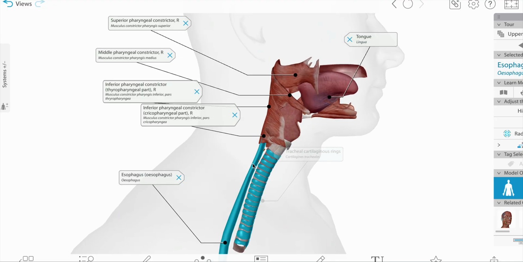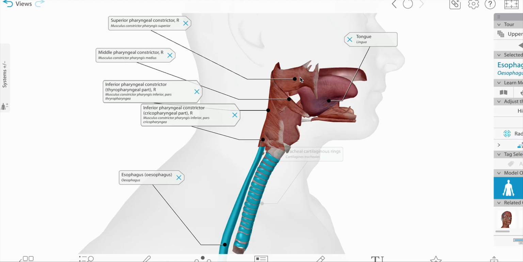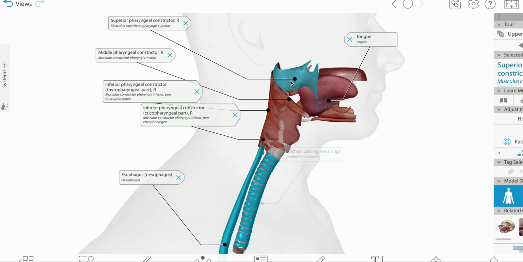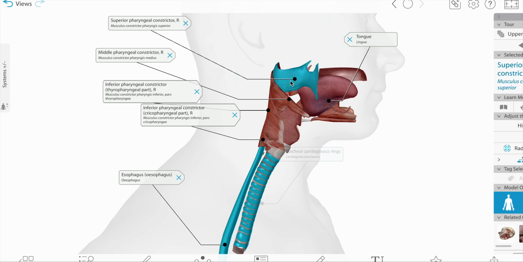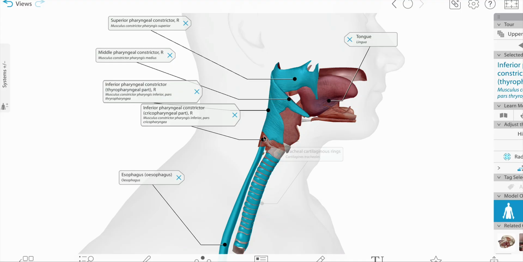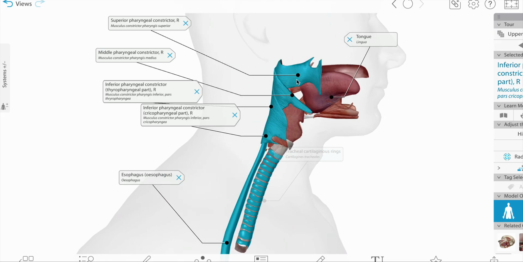You can see that the esophagus is posterior in the body, that it sits posterior to the trachea, the windpipe. The next thing I want to call your attention to is the structures in the superior aspect of the esophagus. We have this superior pharyngeal constrictor. If you read medical or anatomical terminology well, you understand that this is the top muscle that constricts the throat. Then we have the middle one, and then the inferior one, and there's actually two parts of that. So that's the first part I wanted to call your attention to, in terms of where those muscles are located in a sagittal plane and how they're oriented with the esophagus here.